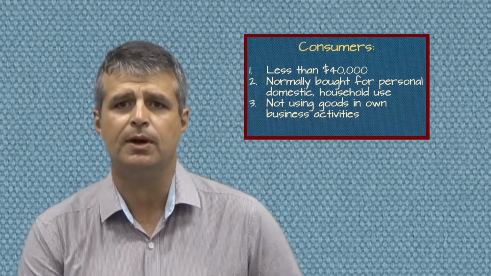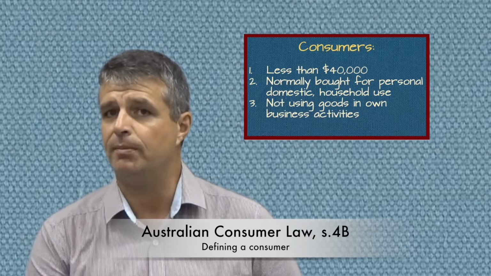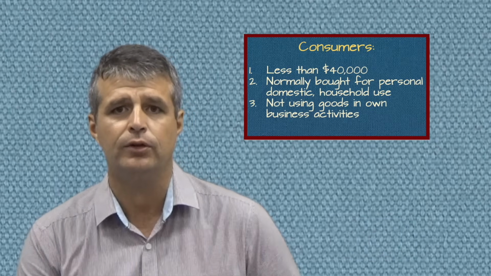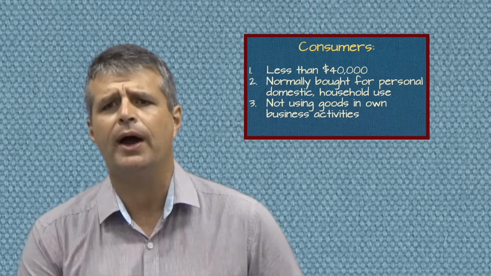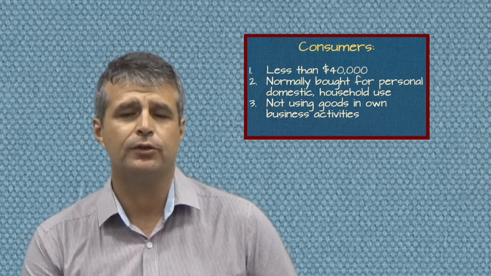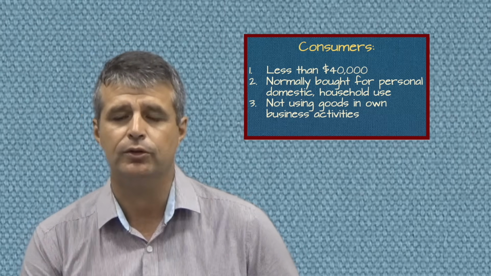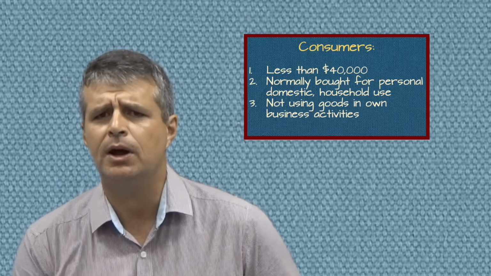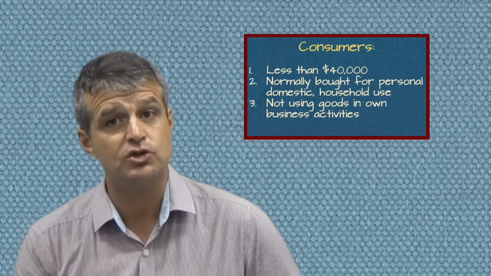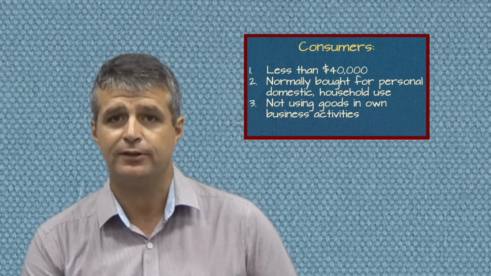Somebody is a consumer in a transaction if the goods they're buying are worth less than $40,000, or if the goods they're buying are normally bought for personal, domestic, or household use, and they're a consumer providing they're not planning to use those goods in their own business activities.